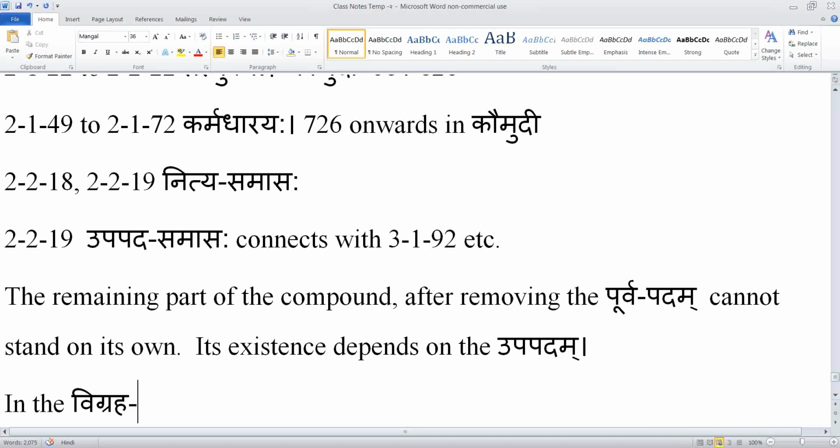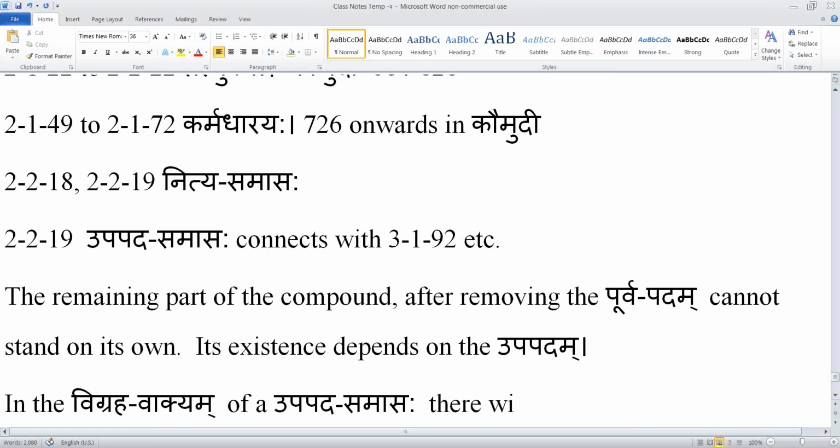So in the Vigraha Vakyam of an Upapada Samasaha, there will be a Tingantam Padam, a verbal form. There might be some exceptions to this, so don't take these as 100% rules, but this will work most of the time. And vice versa, where there is a Tingantam Padam, it is likely an Upapada Samasaha. Okay, this is not today's topic.